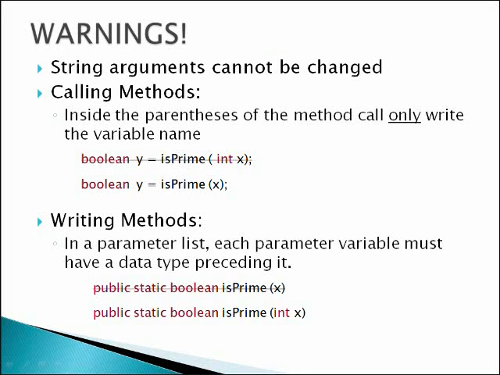Warnings. String arguments cannot be changed. When calling methods, inside the parentheses of the method call, only write the variable name. An incorrect example and a correct example follow. When writing methods in a parameter list, each parameter variable must have a data type preceding it. The incorrect and correct examples also follow below here.